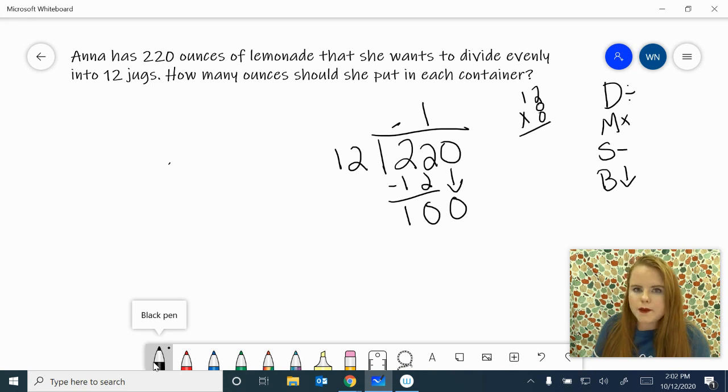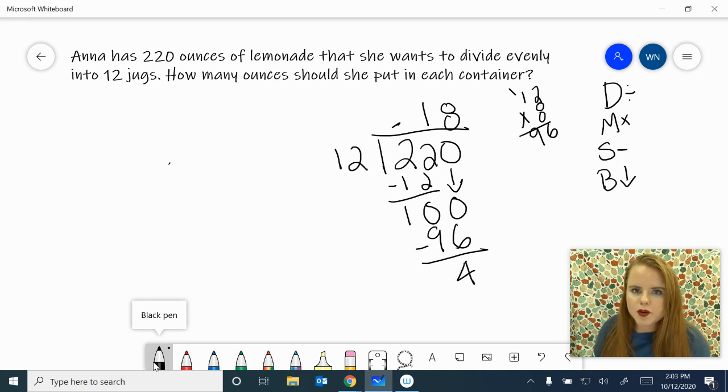So I'm going to work this out to the side of my paper. 2 times 8 is 16. 1 times 8 is 8, plus 1 is 9. There we go. That's pretty close to 100. So I know that 12 can go into 100 8 times. 8 times 12 is 96. And we're going to subtract and get 4.